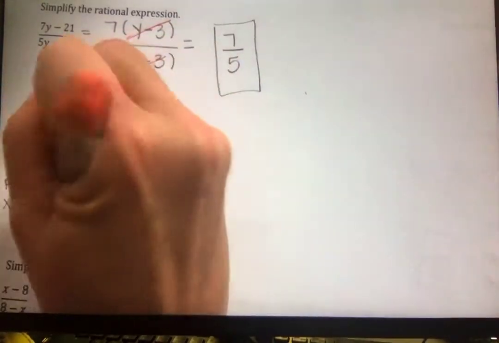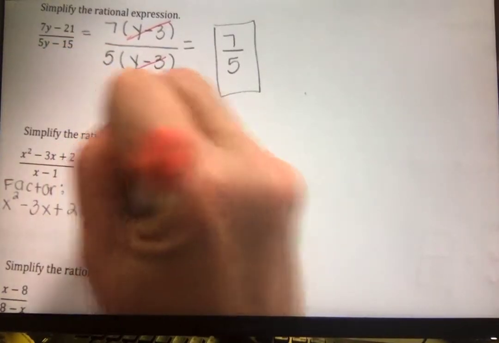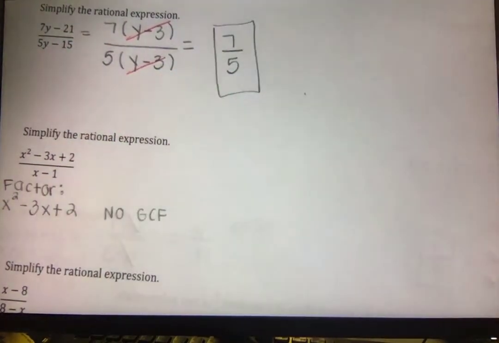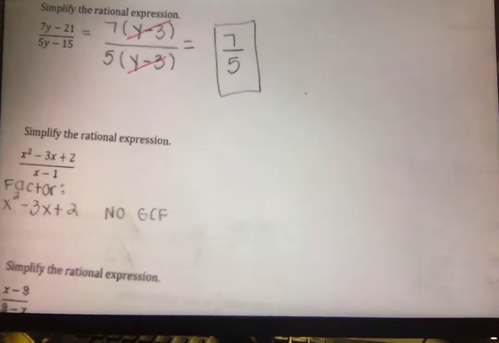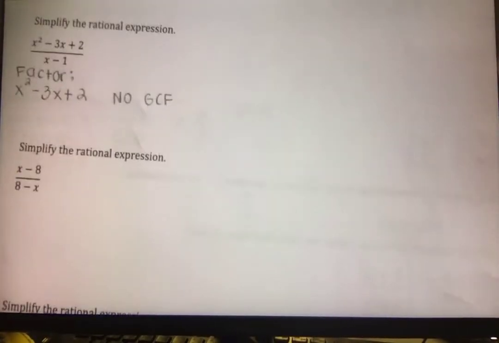GCF. Oh, you're so ahead of me. So no GCF so far, no GCF so far, of x squared minus 3x plus 2. We're going to put that in our check.